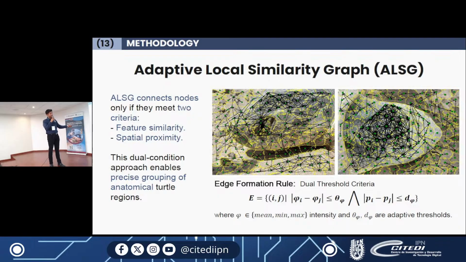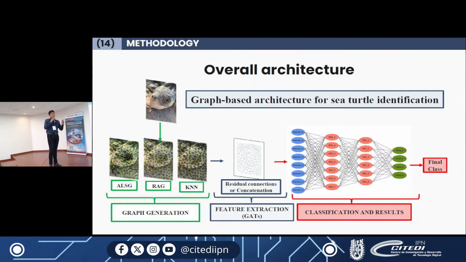Also, as you can see here, the graph creates zones. Here I create a dense graph in the head and another graph in the environment. In this way, we can give different information to our model and learn more about the patterns of the individual.